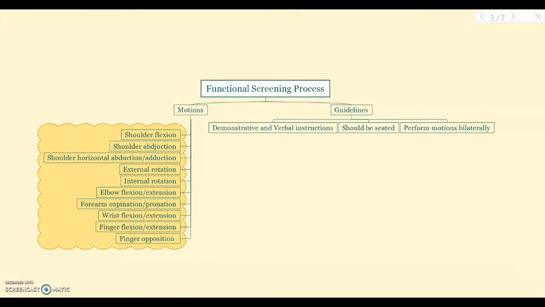So the functional screening goes through all your basic motions of your shoulder, elbows, and hands. So you have your shoulder flexion, extension, abduction, adduction, horizontal adduction and abduction, external and internal rotation, elbow flexion, extension, and so on. And so this is just a quick screening.